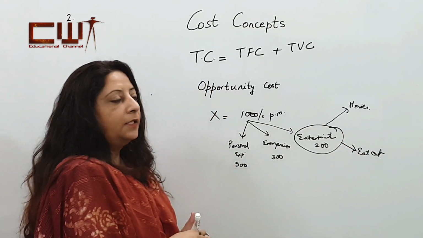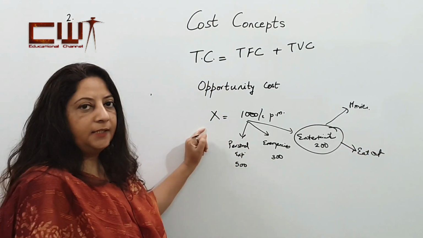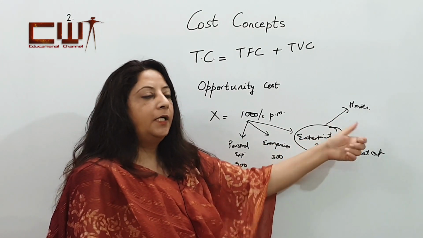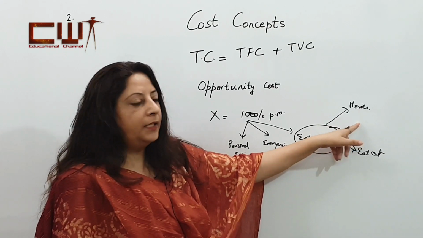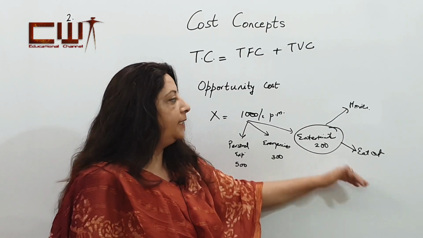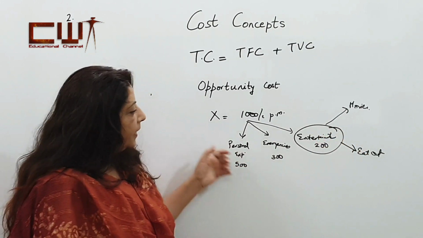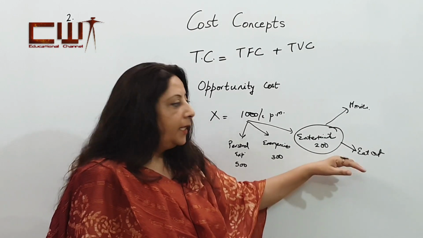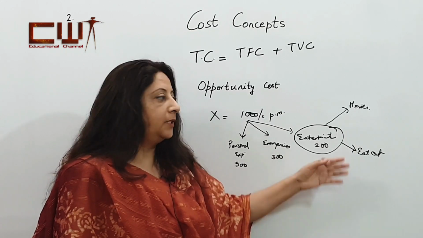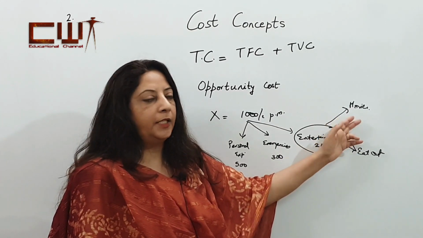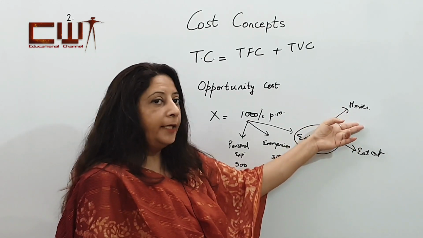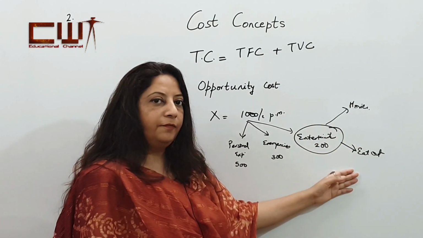with his friends. Now, suppose this person X decides that he will go for a movie. He will not eat out, but he will watch a movie. So, the opportunity cost of the movie is the cost of eating out, because it is at the cost of eating out that he is watching a movie. Another case is in case he decides to eat out. In this case, the opportunity cost is the cost which is foregone by this person, which is the cost of seeing a movie. So, the opportunity cost of eating out is the cost of seeing a movie, and the opportunity cost of seeing a movie is the cost of eating out.